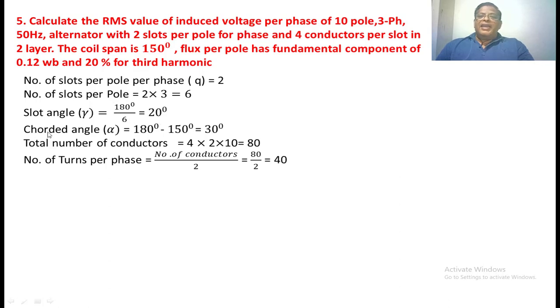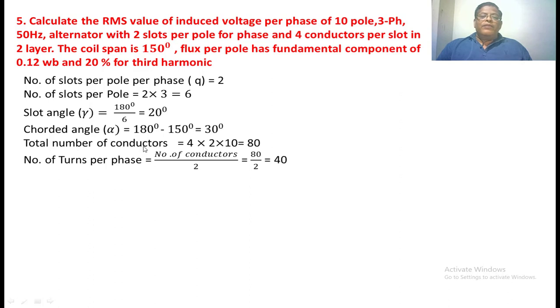So the chorded angle equals 180 degrees minus 150 degrees, we are getting 30 degrees. Because the coil span is given as 150, and the full pitched coil is 180 degrees. So 180 minus 150 gives how much angle the coil is short pitched. That is alpha equal to 30 degrees.